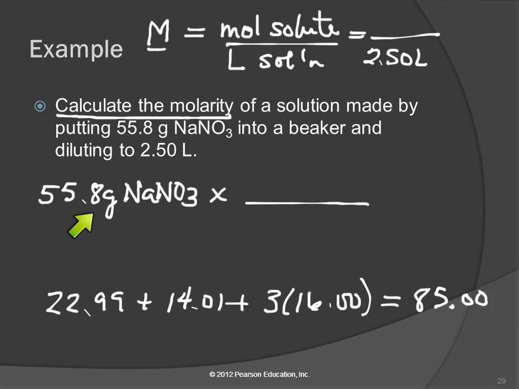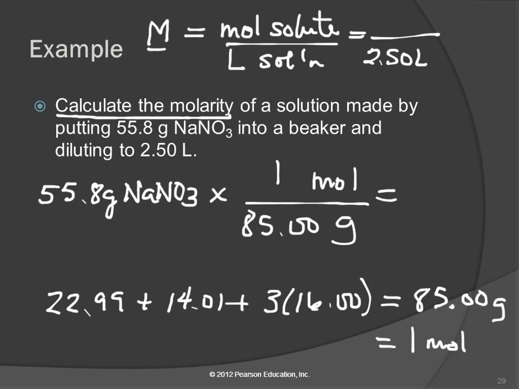So here, we want to put grams on the bottom and moles on the top because we need to have the moles. When we calculate a molar mass like this, it's this many grams is equal to 1 mole. So we've got 1 mole and 85.00 grams. 55.8 divided by 85.